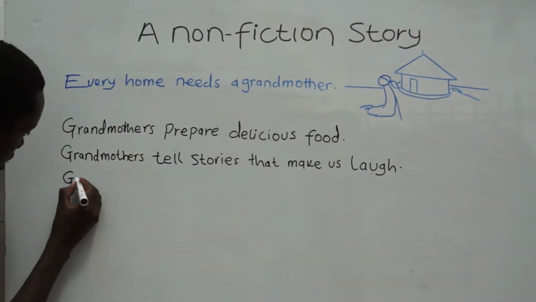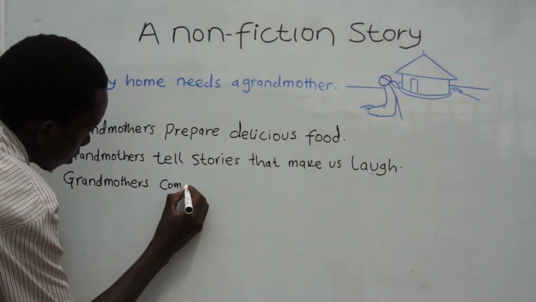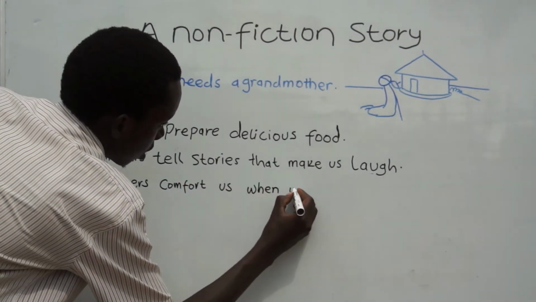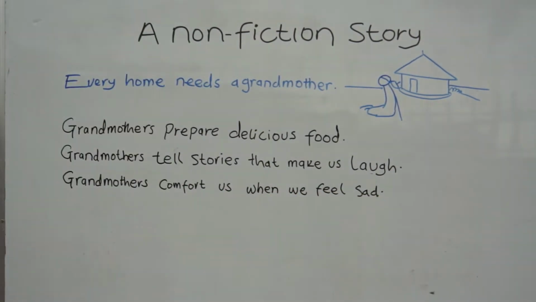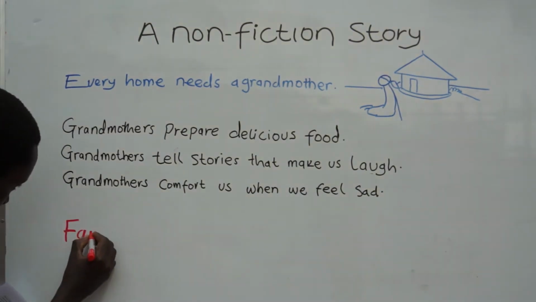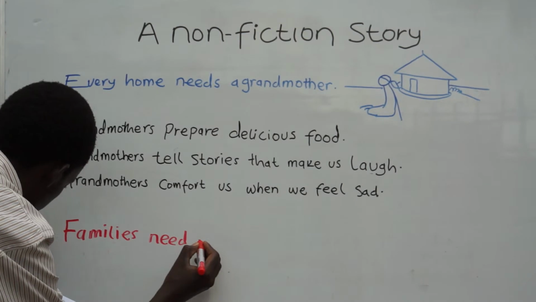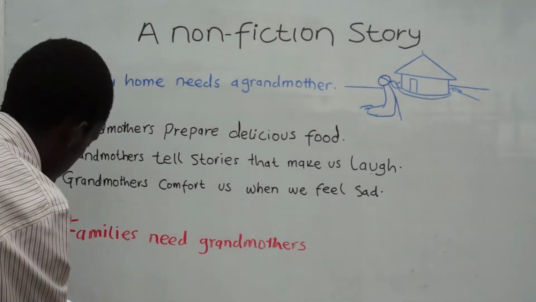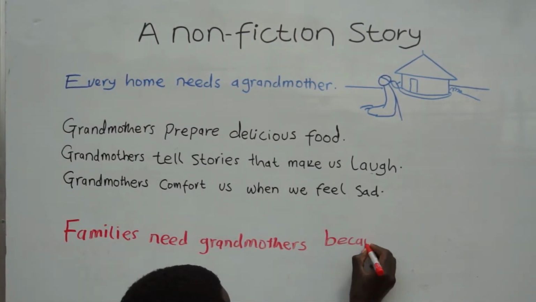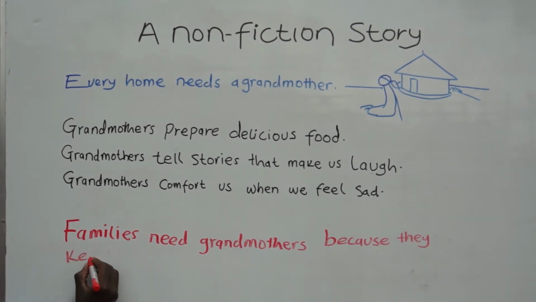Once you've generated several good supporting sentences, ask your pupils to think of a summarizing sentence. This sentence should restate the thesis sentence in a new way. Here's a good example of a summarizing sentence. Families need grandmothers because they keep everyone healthy and happy.